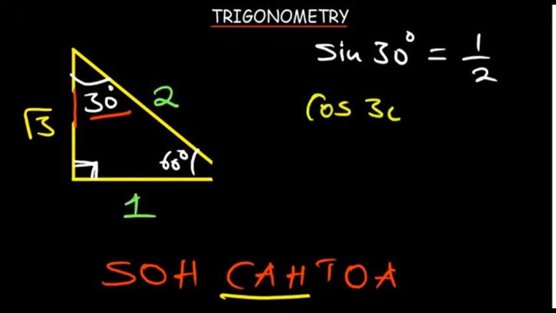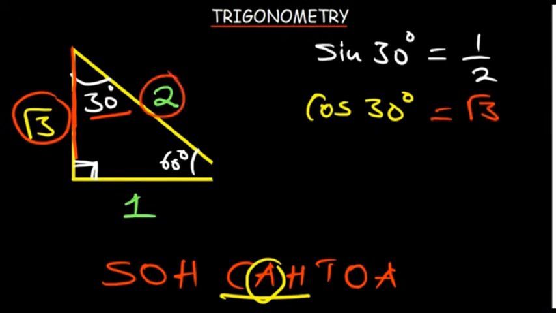of 30. Now this one is interested in the adjacent side. So in this case, the side that is adjacent to the angle 30 is this other side. Of course, when I'm looking at the opposite and the adjacent, forget about the hypotenuse. So root of 3 is the adjacent side. The hypotenuse remains 2. So we now know that cos 30 is root 3 over 2. That's also a special angle.